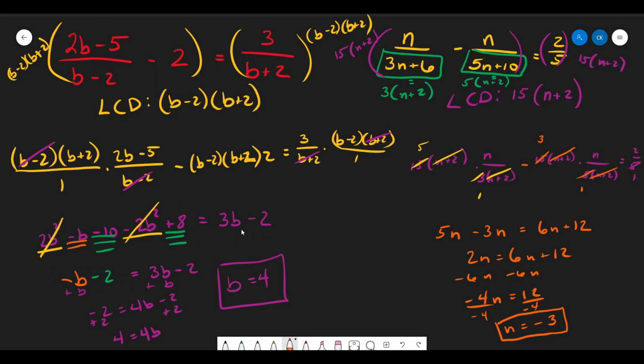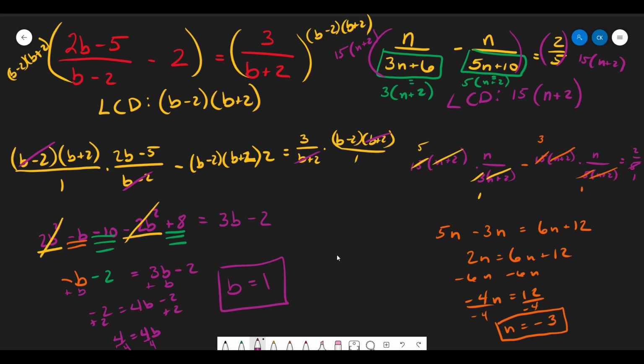Now I solve this. The 3b minus 2, nothing happens to it. I'm going to add the b to both sides. I get 4b. I'm going to add 2 to both sides. I get 4. And sorry, this should not say 4. This should be b is equal to 1. When you divide both sides by 4, you get b is equal to 1.